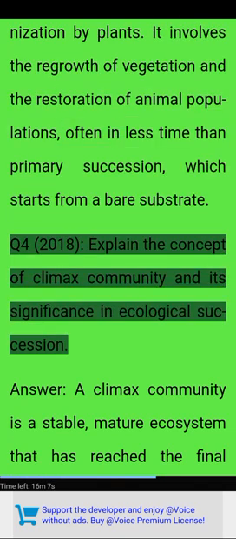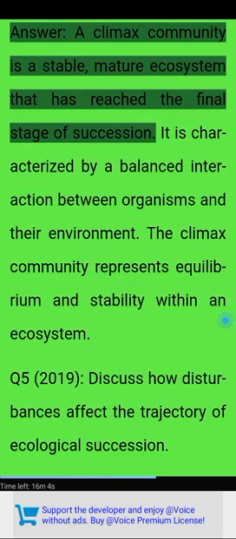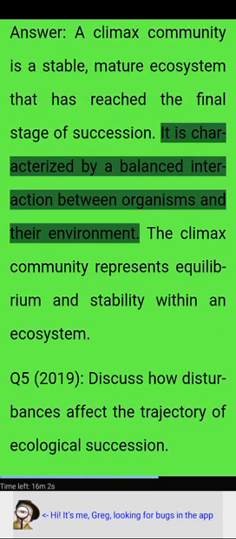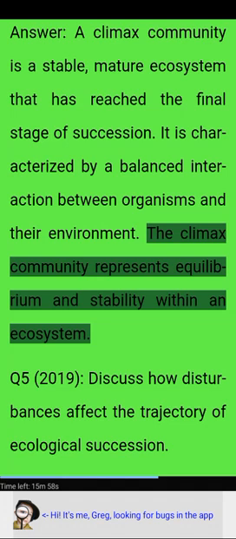Q4 2018. Explain the concept of climax community and its significance in ecological succession. Answer. A climax community is a stable, mature ecosystem that has reached the final stage of succession. It is characterized by a balanced interaction between organisms and their environment. The climax community represents equilibrium and stability within an ecosystem.